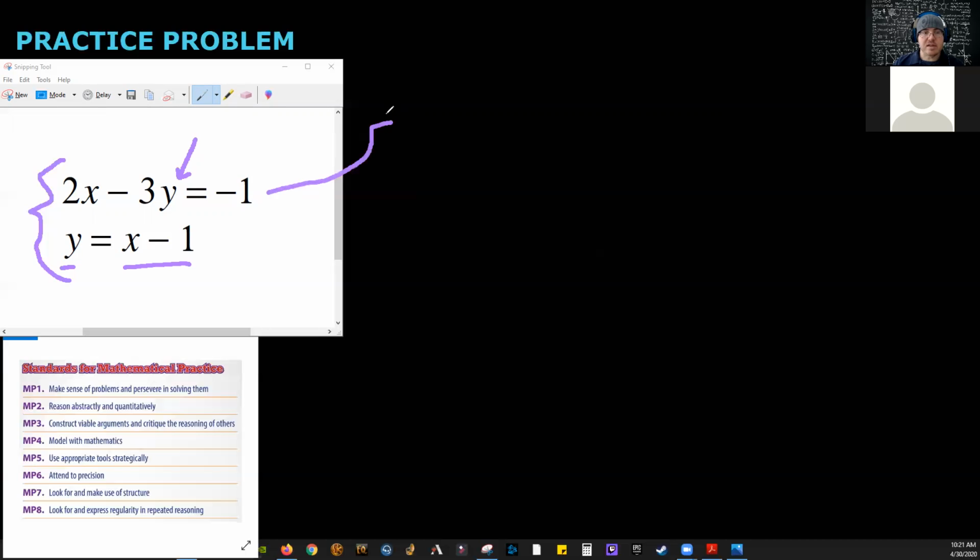So let's see what this sentence would become. It starts off as 2x minus 3y equals -1, but now it's going to be 2x minus 3, but instead of a y, we're going to substitute in this stuff that y is equal to. So we'll put a parentheses and do x minus 1. So 2x minus 3 parentheses x minus 1 end parentheses equals -1.